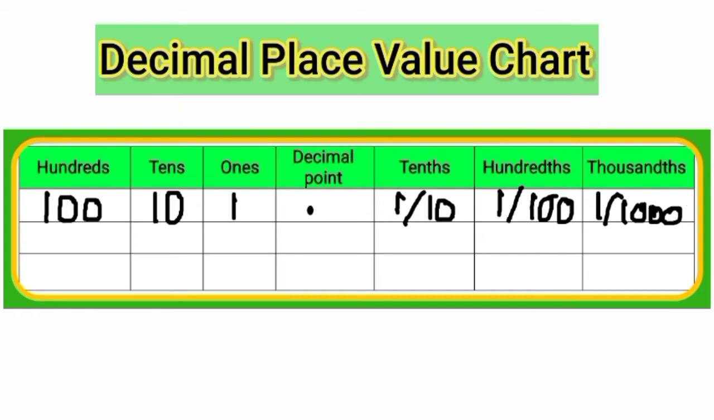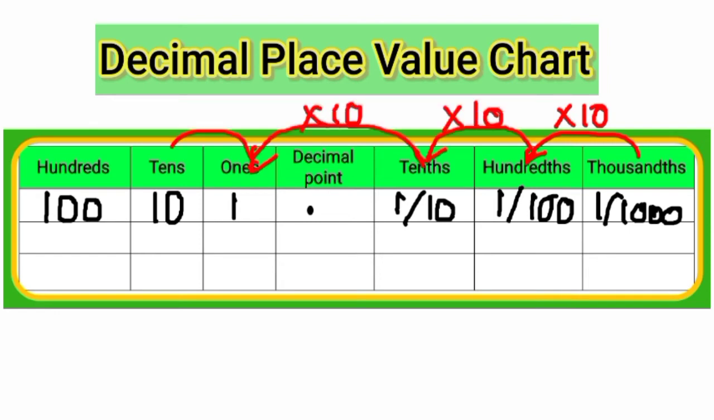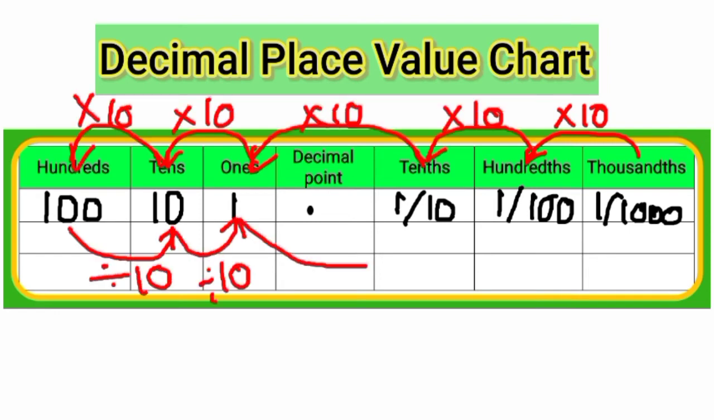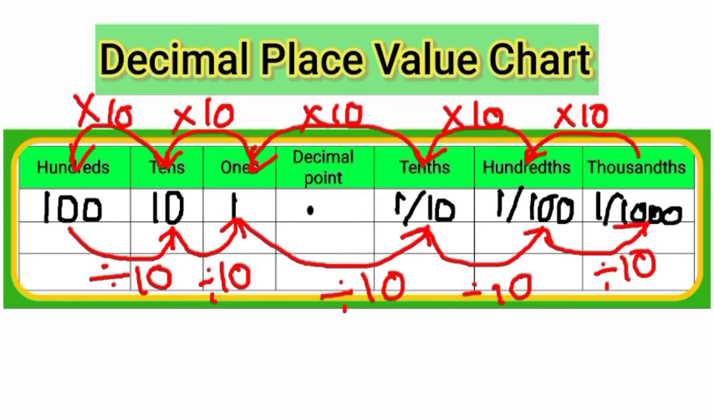Students, one more thing you need to remember, that in this place value chart, when you move from ones to tens, you are multiplying by 10. Tens to hundreds, multiplying by 10. But if you move from hundreds to tens, what do you do? You divide by 10. And if you move from tens to ones, again you divide by 10. So from this it is clear that if you move in this direction, you multiply by 10, and if you move in this direction, you divide by 10, right?